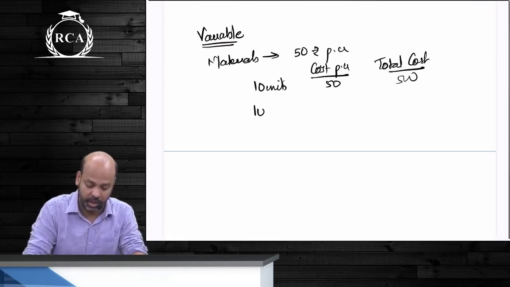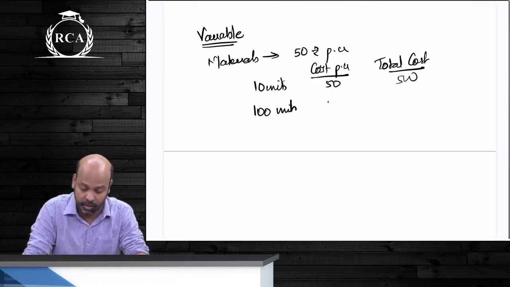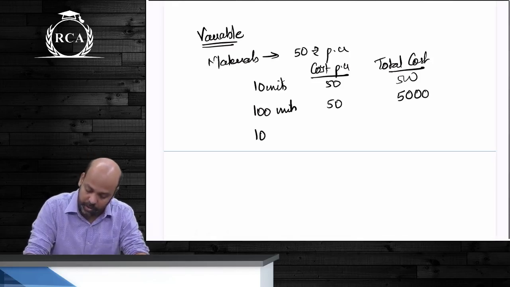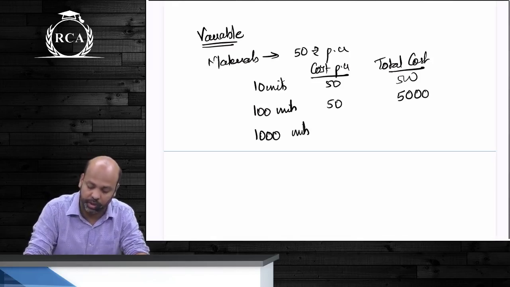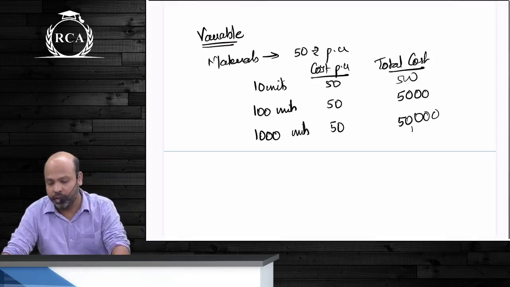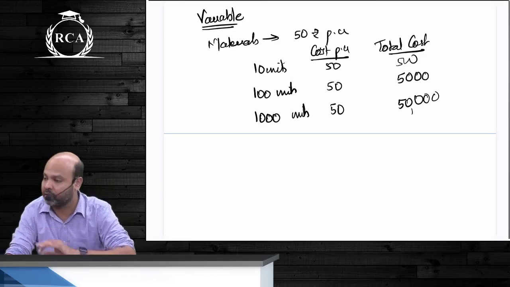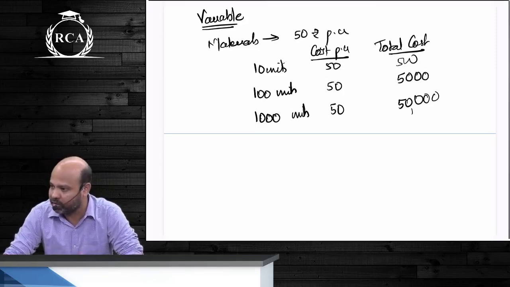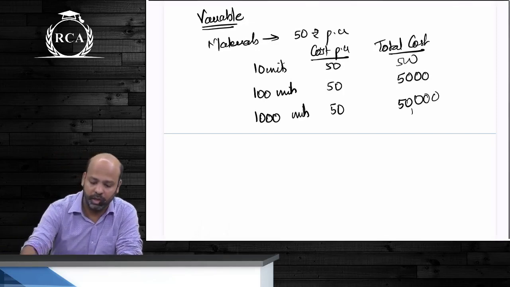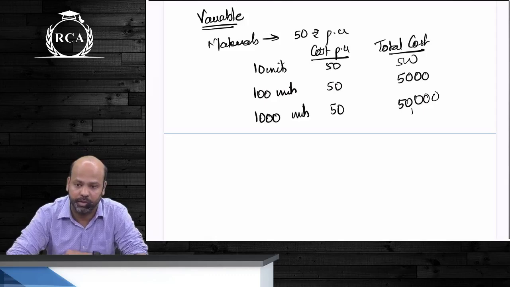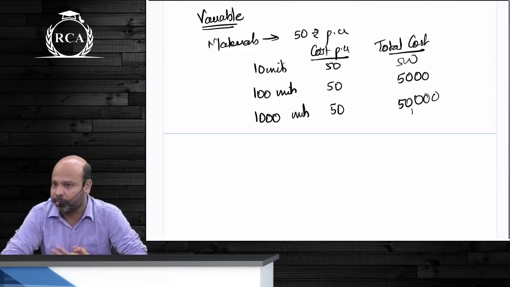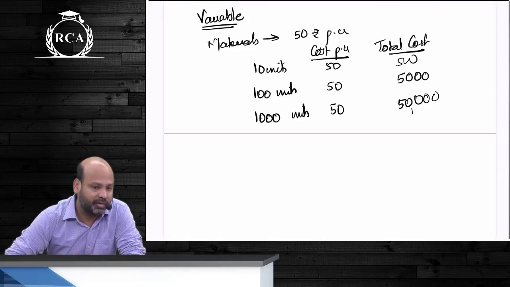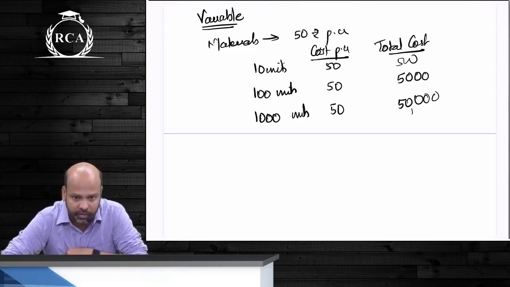You manufacture 100 units. The cost per unit will be still 50 rupees. The total cost will become 5,000. You manufacture 1000 units, but your cost per unit will still be 50. This will become 50,000. We do not apply the concepts that we learn in economics unless it is given in the question. In real life, undoubtedly, as you keep increasing the production, your cost per unit will reduce because of economies of scale. You are buying more amount of input, guys. There will be certain amount of discounts that you're going to receive.